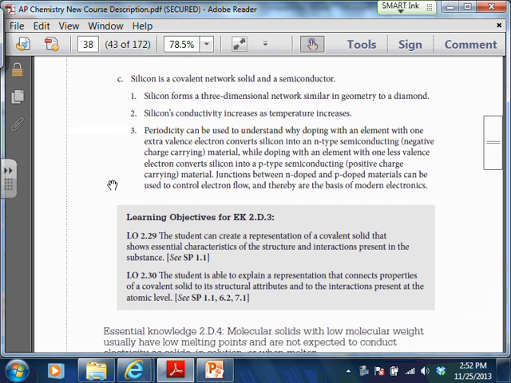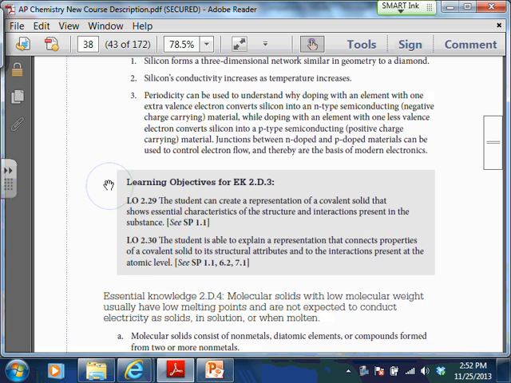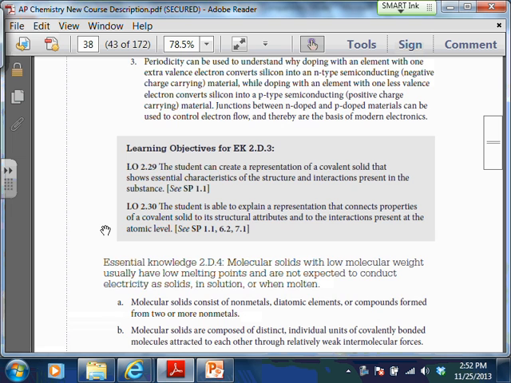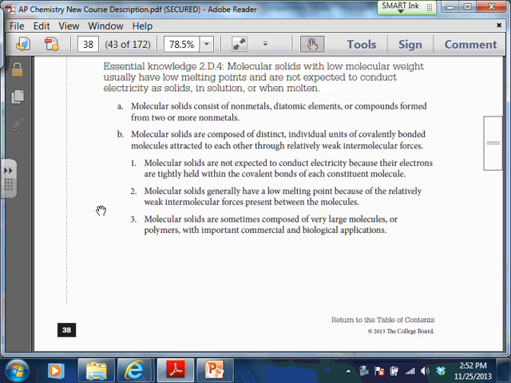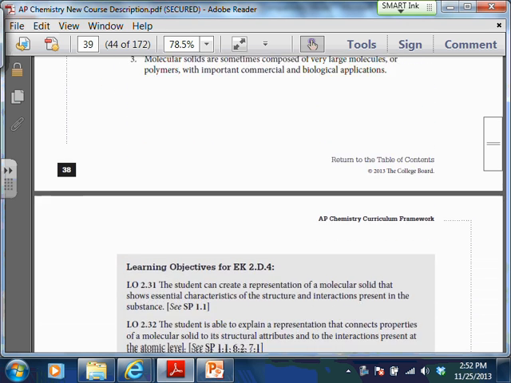Silicon, it talks about being a covalent network solid. So they want you to know diamond, they want you to know silicon, silicon dioxide, quartz. Talks about some more interesting stuff there. Molecular solids, okay, so then it talks about just molecular solids in general. You can see there's a lot in the AP curriculum about these four types of solids. So they really do want you to know these well.